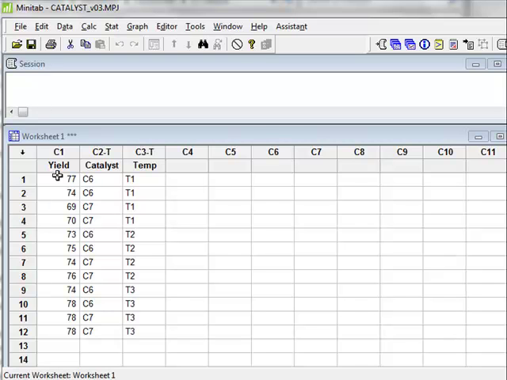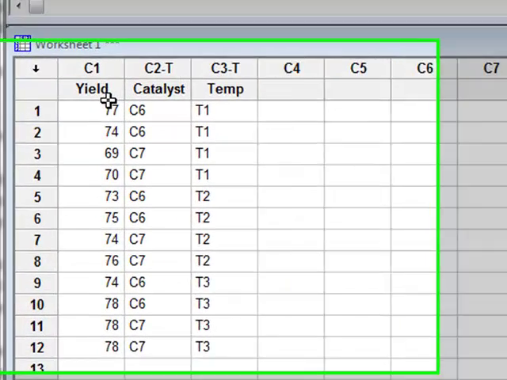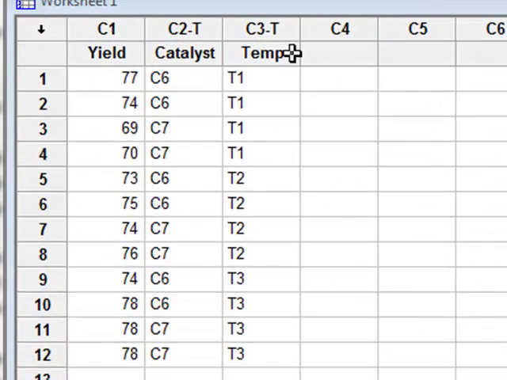In this next problem, we again measure the percentage yield for a chemical reaction, but now we just have two different catalysts, C6 and C7, measured at three different temperatures, T1, T2 and T3. But we can see here in rows 1 and 2 that these are two measurements made with the same catalyst at the same temperature. So these are two replicate measurements. So in this data, we have two replicate measurements for every possible condition of catalyst and temperature.